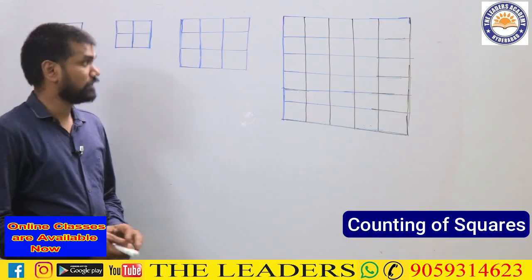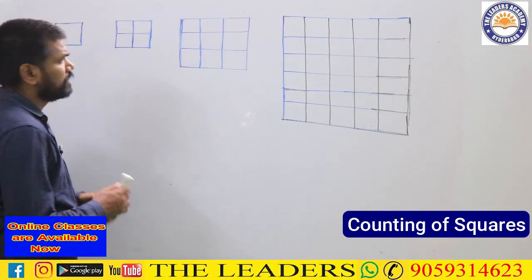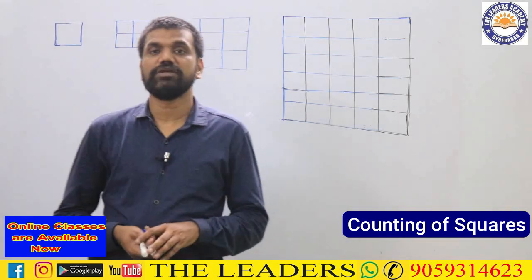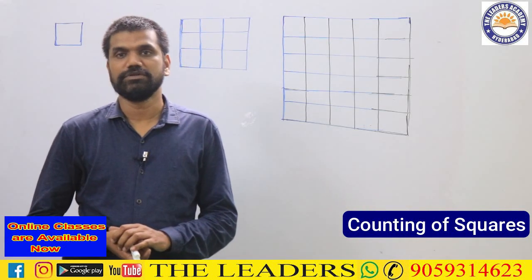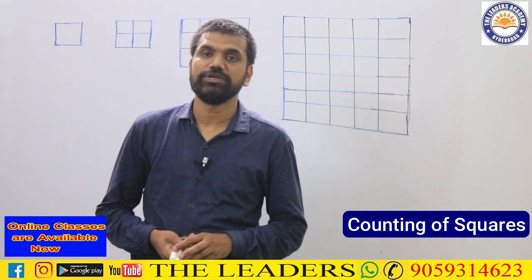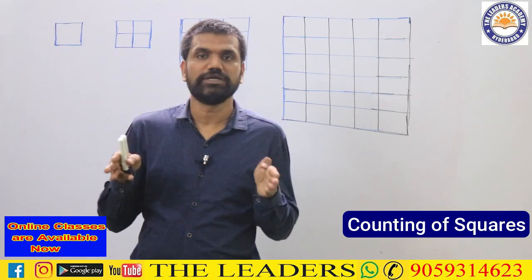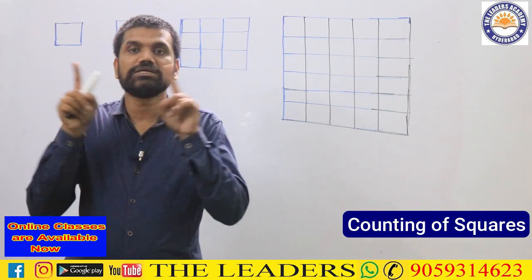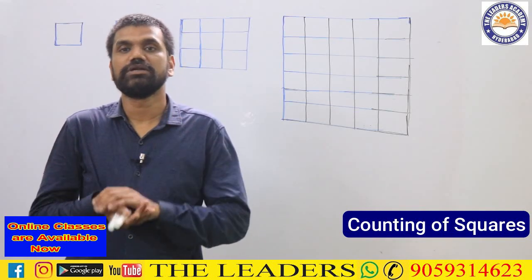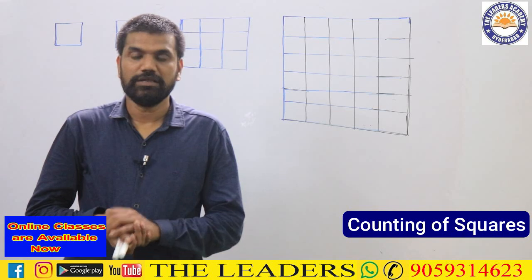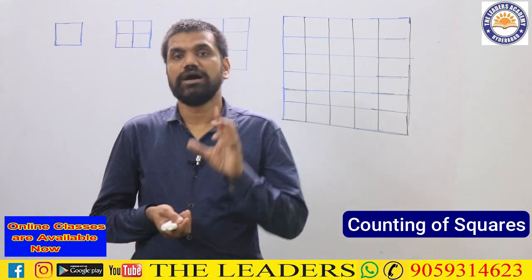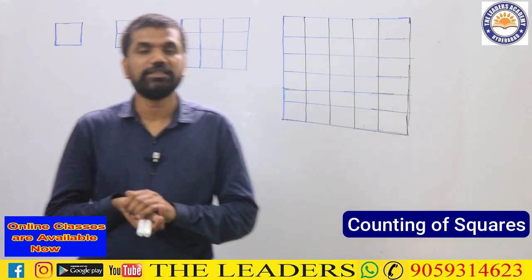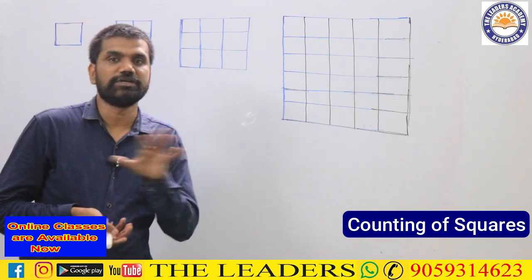Coming to the next topic, that is counting of squares. There is a difference between the number of squares and number of rectangles. The reason being, the number of rectangles means we need to have 2 horizontal lines and 2 vertical lines. Whereas the opposite sides are equal, but all the sides need not be equal in a particular rectangle. Wherein, in a square, the opposite sides are equal and all 4 sides will also be equal. That's why the number of squares will be different from number of rectangles.